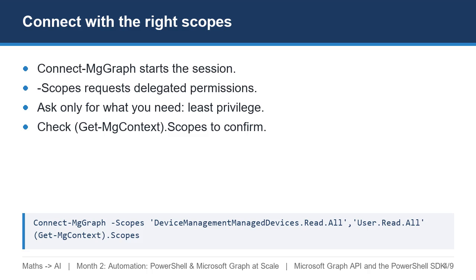Authentication is scope-based. Connect-MgGraph starts the session, and the -Scopes parameter is where you request the delegated permissions your script will use. Ask only for what you need. This is least privilege, and any security reviewer will check it. After connecting, run (Get-MgContext).Scopes to confirm exactly what your session can do. If a later call returns 403 Forbidden, a missing scope is your first suspect, not your code.